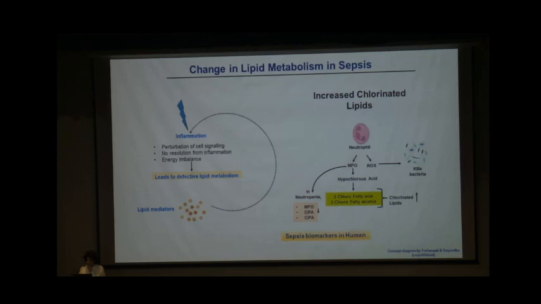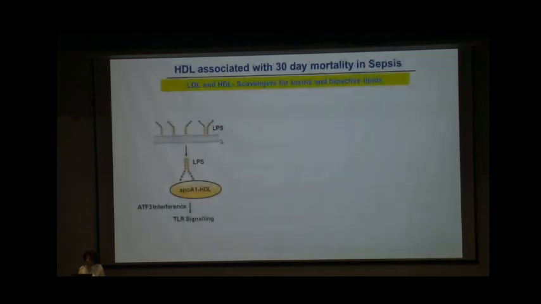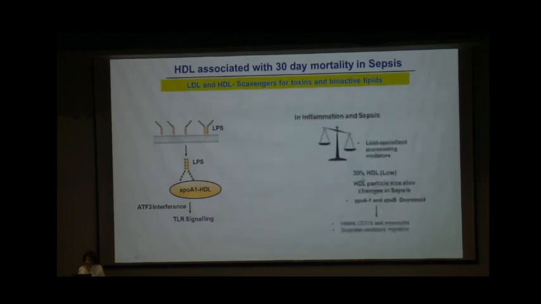Even HDL is associated. How? Because LPS generally binds. How does it bind? There is ApoA1 HDL, which binds with the LPS, and then it starts the TLR signaling. However, in sepsis, people report that 30% of HDL becomes low. There is no ApoA1, and even the HDL particle size changes during inflammation and sepsis, which inhibits monocyte and even neutrophil migration.